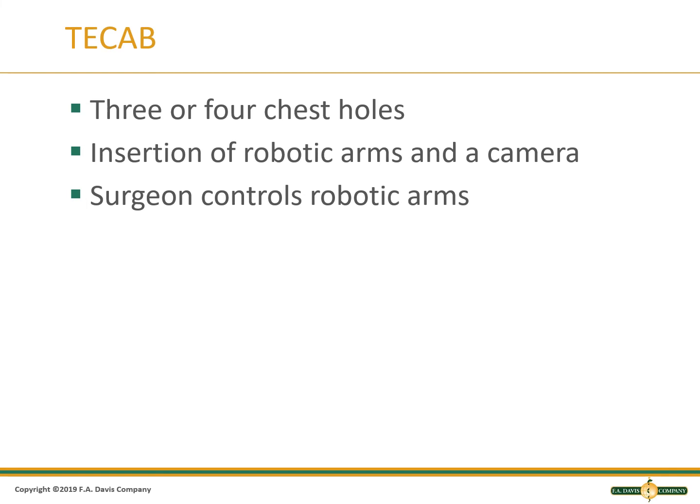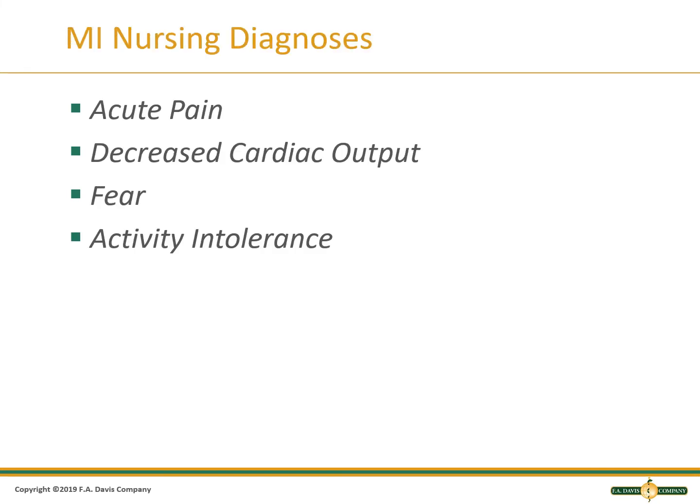Totally endoscopic coronary bypass surgery can be done on or off pump and uses 3 or 4 chest holes for insertion of robotic arms and a camera that a surgeon then uses to control the robotic arms.